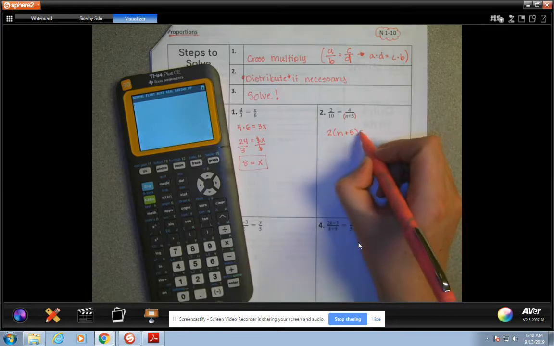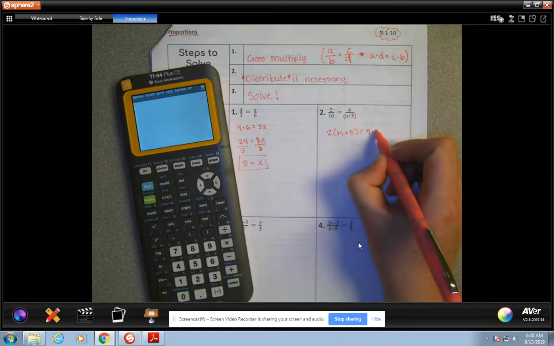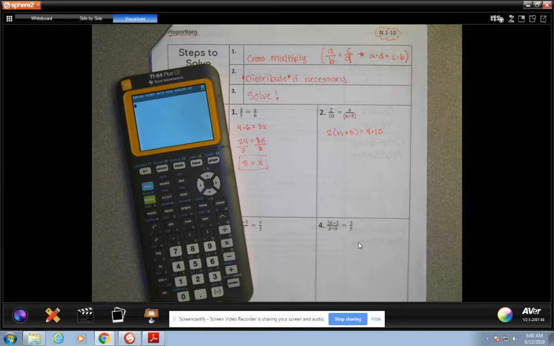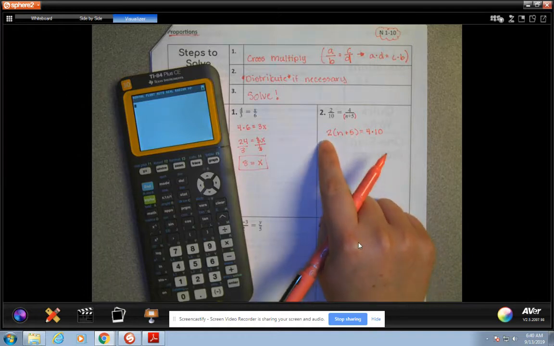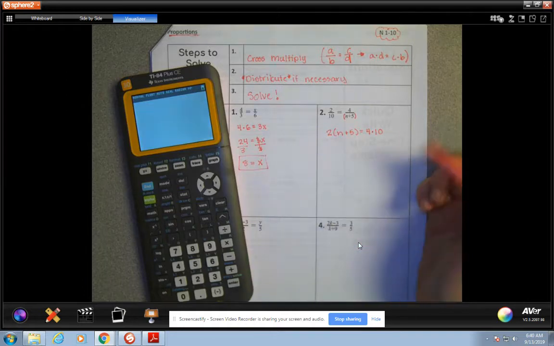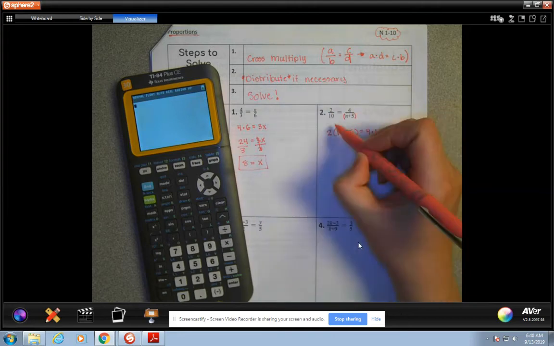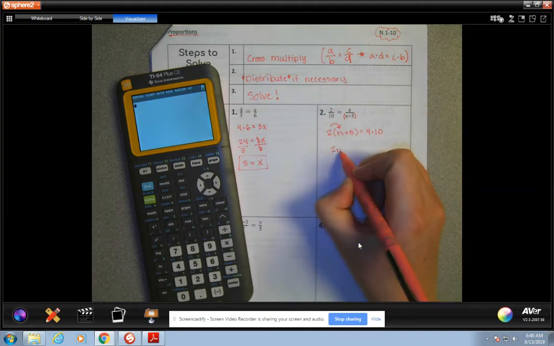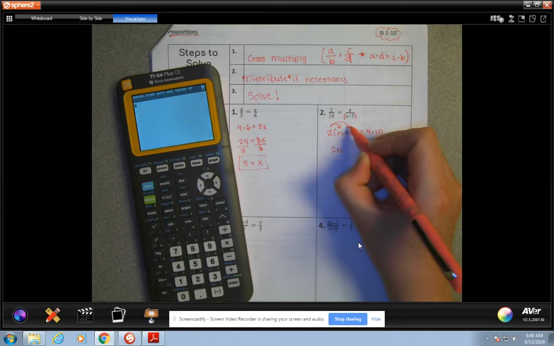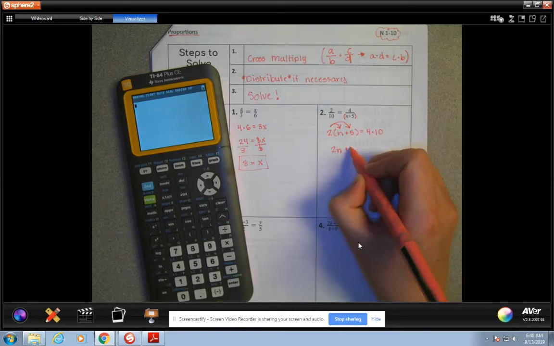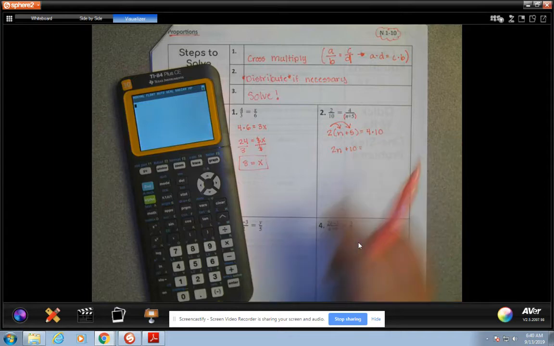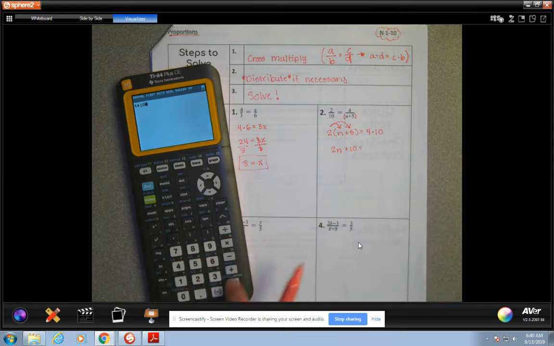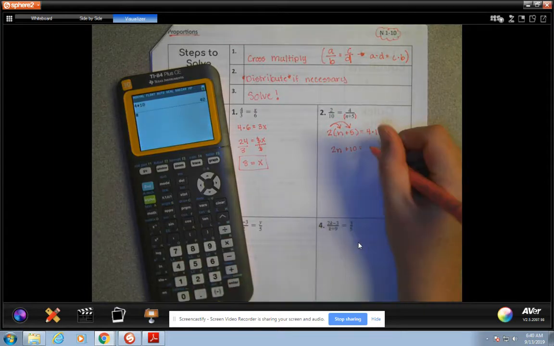And then equals whatever I get when I do 4 times 10. Okay, so now when we see a number in front of parentheses, we know to distribute that. And that's where this distribution comes in. So we're going to take 2 times n, and we get 2n. And then we're going to take 2 times positive 5, and we're going to get plus 10, equals. And now we can do our 4 times 10. Hopefully we know that's 40, but if you don't, use the calculator.